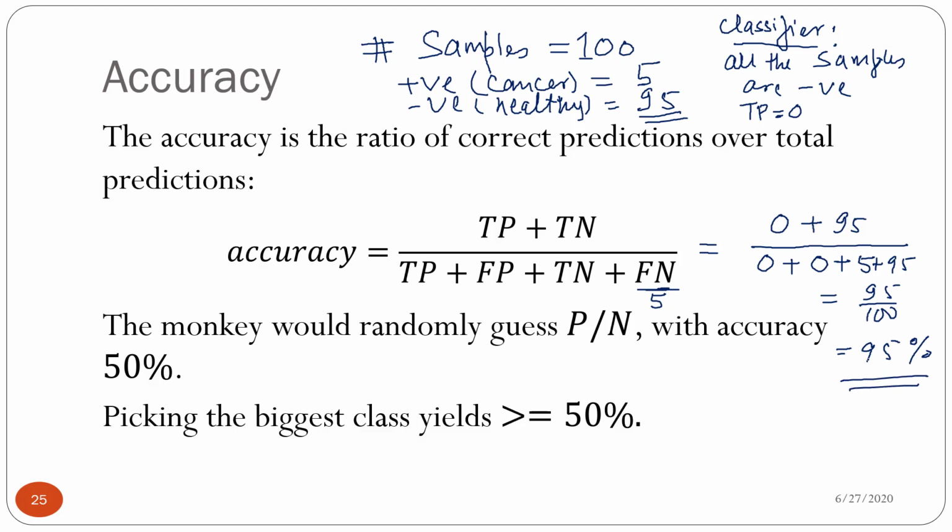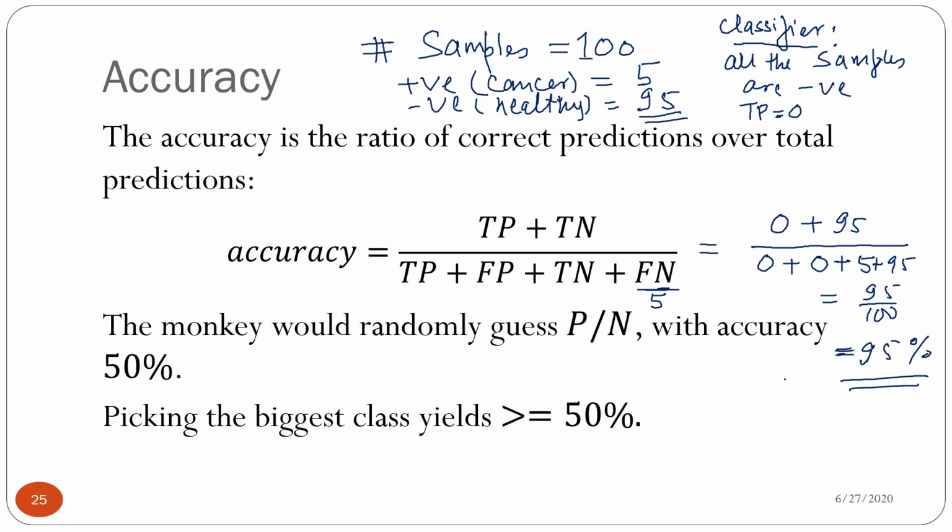Alright, so 95% means a very good result, right? But what is this classifier doing? The classifier is doing nothing at all. Okay, maybe this classifier is useless for us. Our task is to identify a person who has cancer, right?